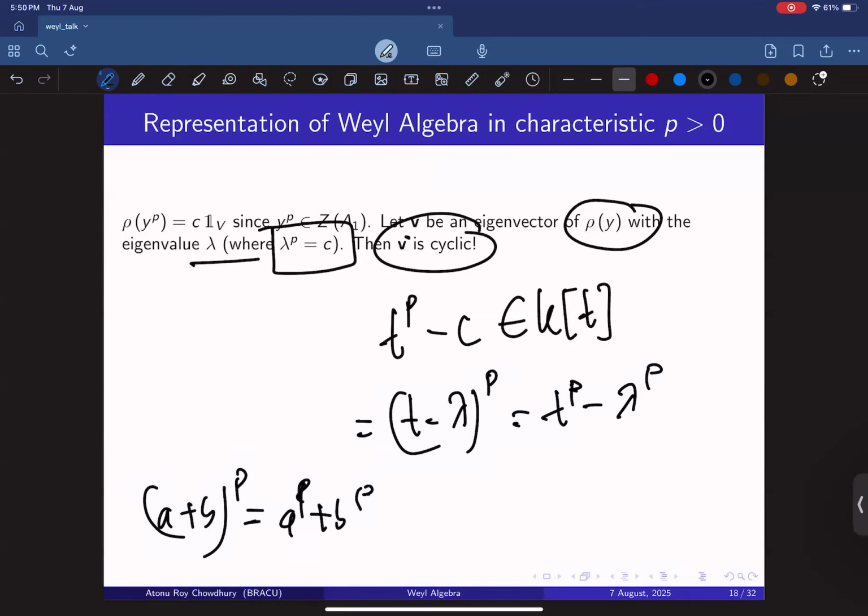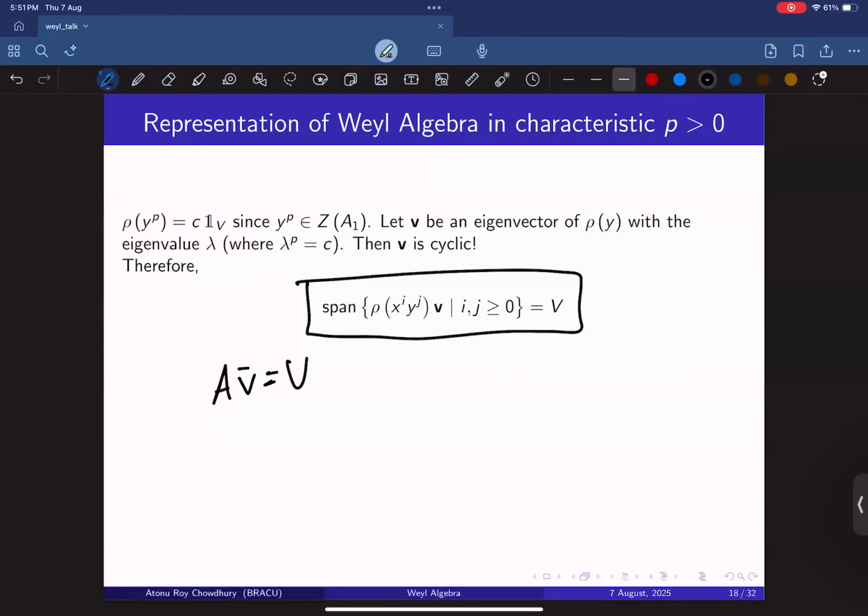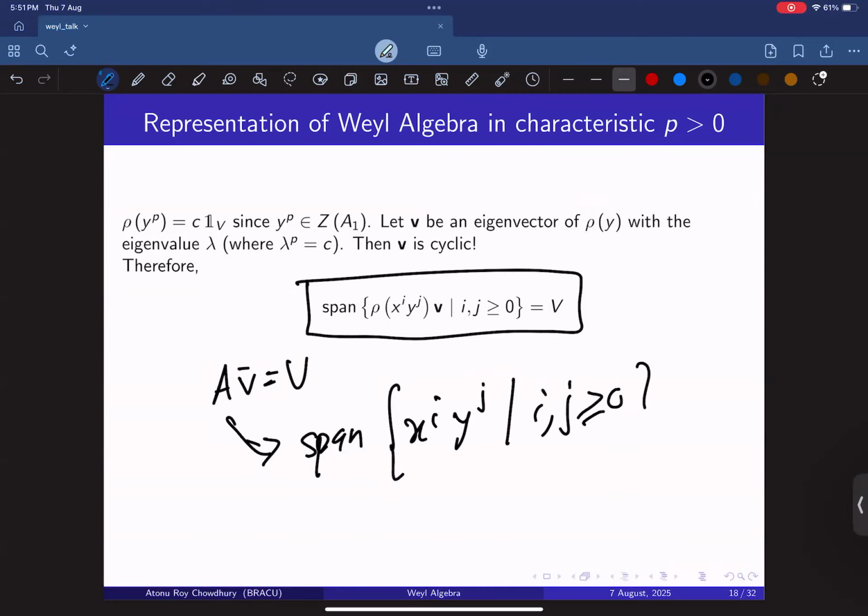So again, let's go back. The eigenvector V is cyclic. Why? Because we are considering an irreducible representation, right? Okay. So therefore, the span of this is equal to V. Why? Since V is cyclic, AV is equal to V, the whole vector space V. And A is the span of x to the i, y to the j, with i, j greater than or equal to 0. Why? Because we have stated that this is the basis for A. Well, by A, I actually mean A1.